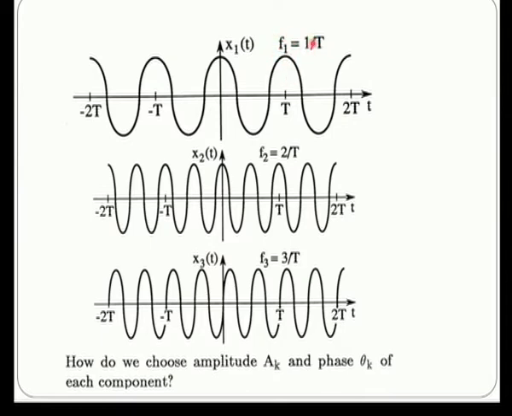f1 is equal to 1 by T, that is only one cycle we have per period. Here the signal is represented with 2 by T, which represents 2 sine wave signals. This is one, then another signal. So, 2 sine wave signals are represented in this signal. So, here f3 equal to 3 by T represents 3 sinusoidal signals.